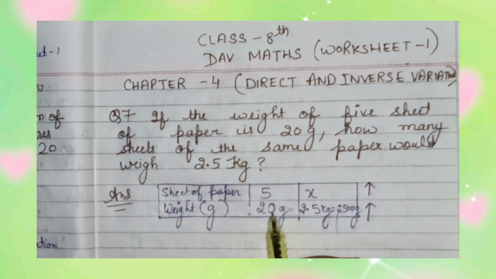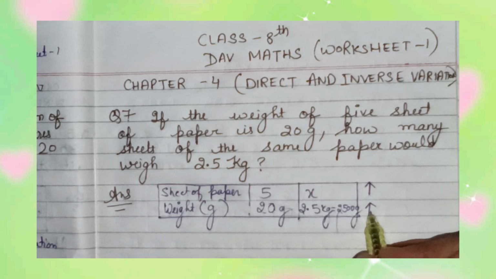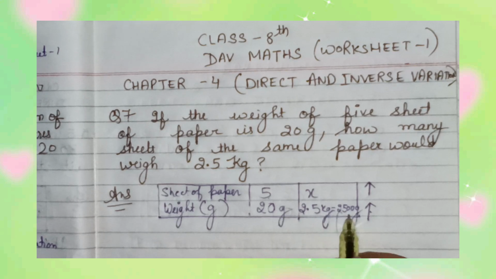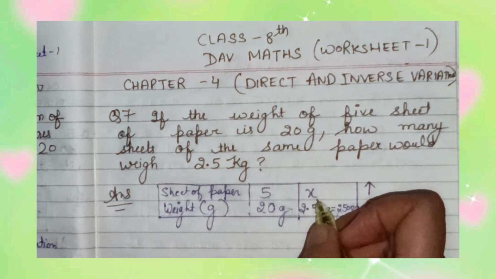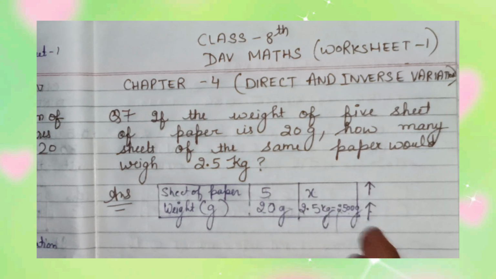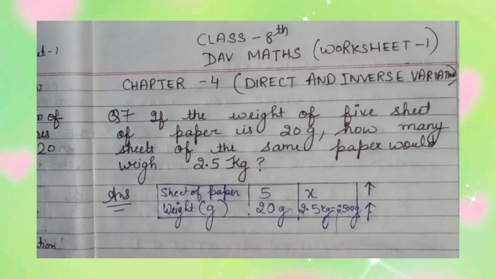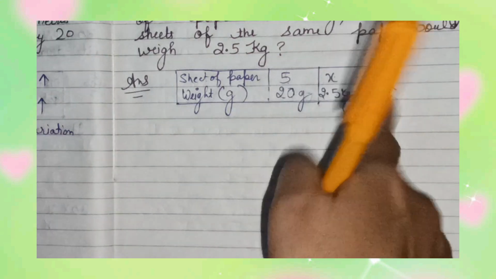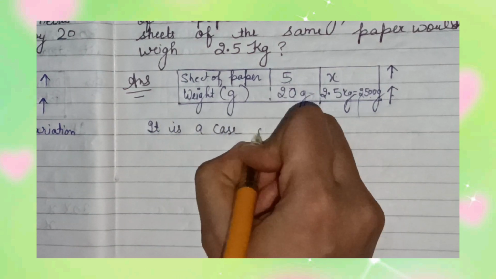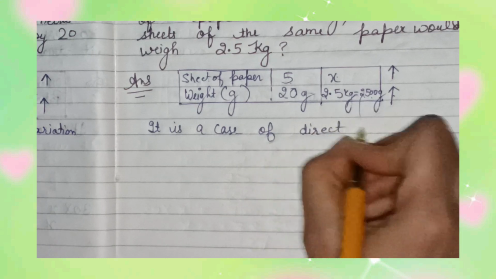I explain again: 20 is smaller than 2500 gram, so the quantity is increasing. The weight of 5 sheets of paper is 20 gram. Now as this quantity increases, the value of x also increases. Both quantities are increasing, so this is a question of direct variation.